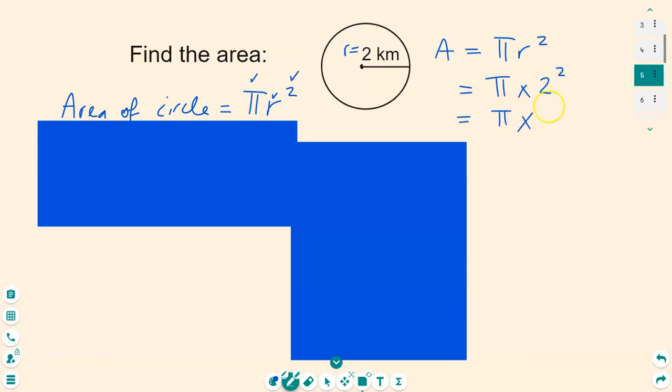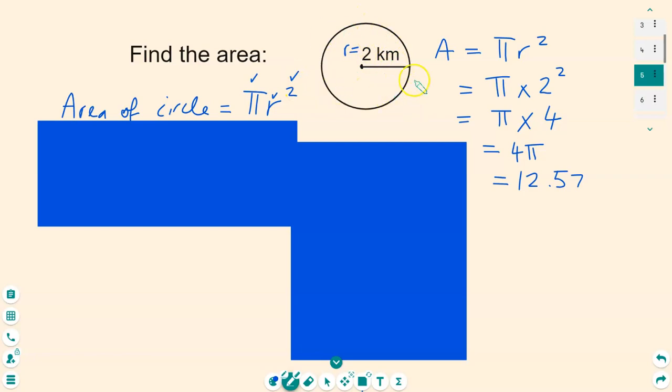BIDMAS says indices first, so you can simplify it a little bit before you put in your calculator. And I always like to estimate my answer. So pi is 3.14, which is about 3. So I should expect my answer to be around 4 times 3, so around 12. And I'll just put it in my calculator, and it is indeed 12.57 if we're going to 2 decimal places.